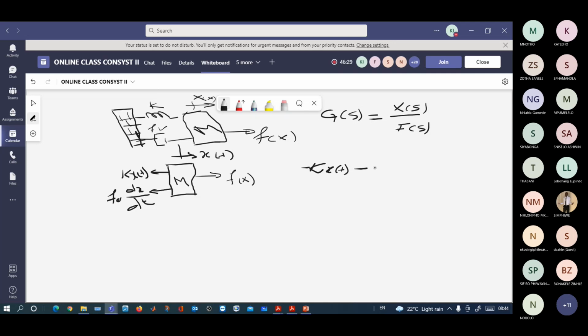Minus K, then we're going to have Fv dx(t) over dt, plus f of t is equal to m d square x of t over dt square.